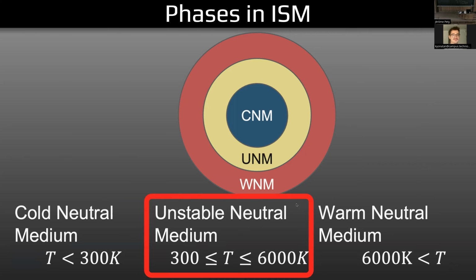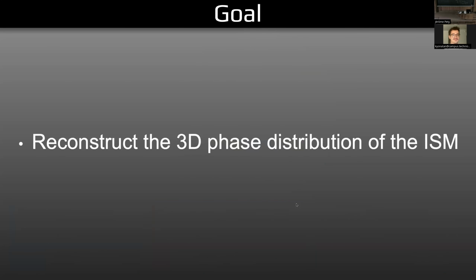And the last one is the unstable neutral medium, which in classical models acts like an interface between the two stable phases, CNM and WNM. This unstable neutral medium is characterized by temperatures between 300 and 6,000 Kelvin. So in essence, these phases correspond to different temperature ranges and pressures. And that means if we know the local density and the radiation field, we can determine the thermal state of the gas and therefore its phase. So the goal of our paper was to reconstruct the 3D phase distribution of the ISM near the sun.